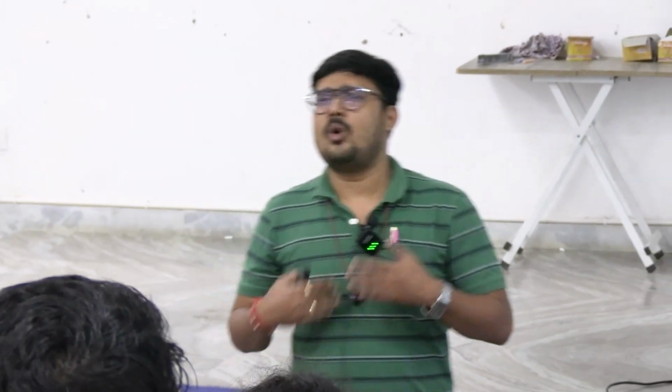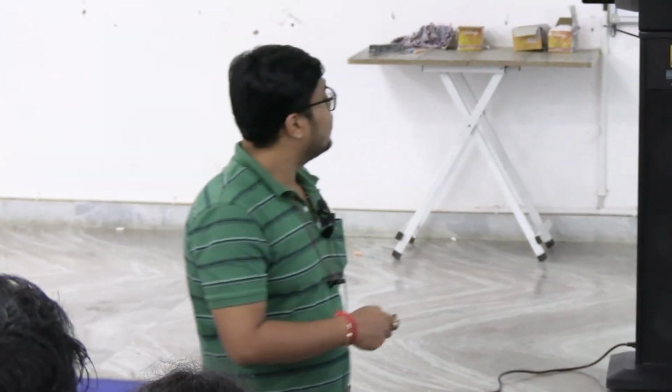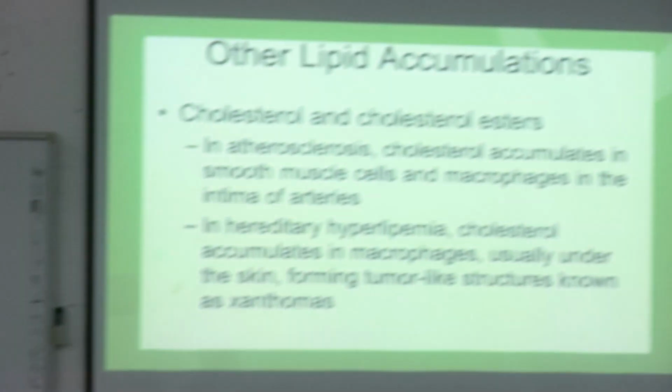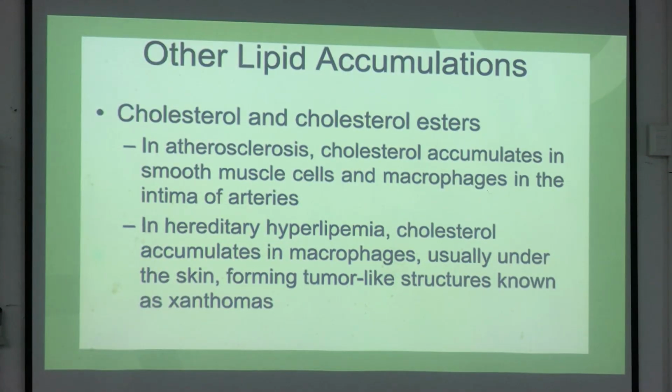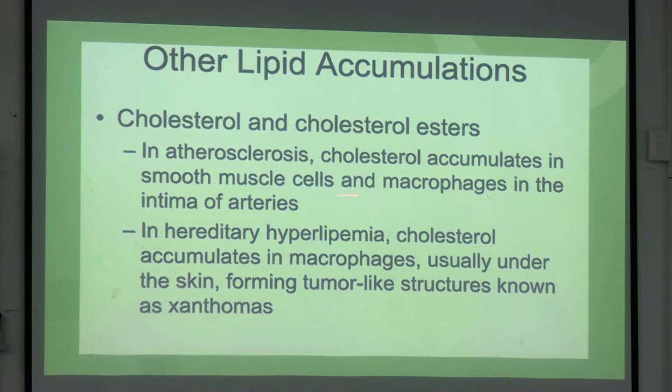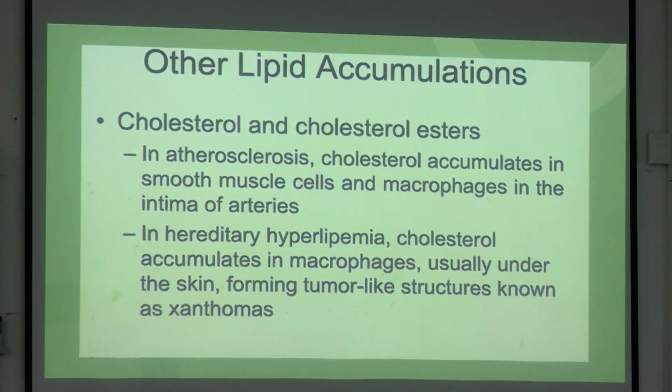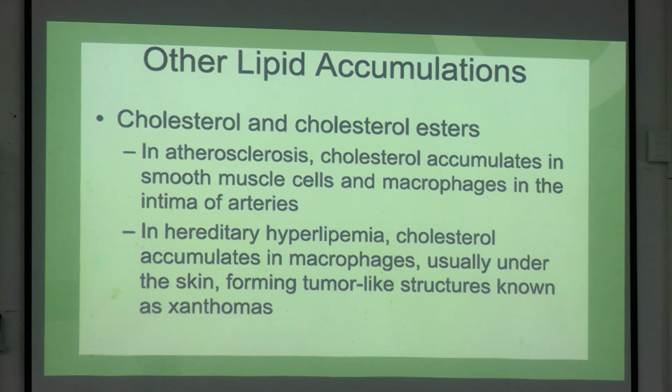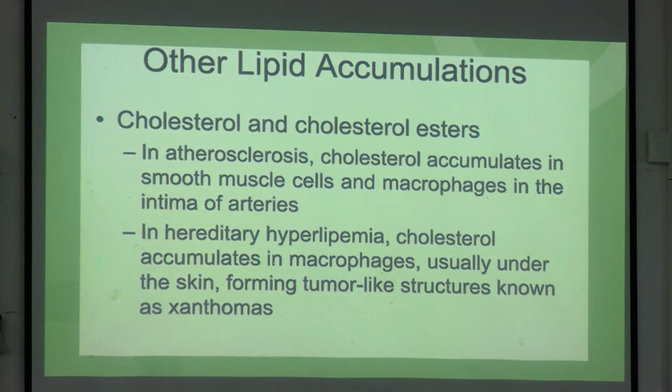So the normal contour of the liver is lost. It is more smooth, more glistening and more yellowish due to accumulation of fat and other lipids. Lipid accumulation also occurs in other body parts, cholesterol and cholesterol esters, in atherosclerosis and hereditary hyperlipemia. What is atherosclerosis? You will be taught later in your DOP session. Atherosclerosis: athero means artery.